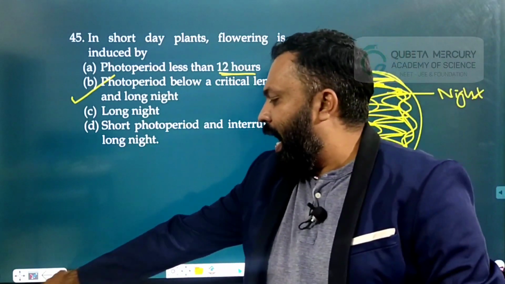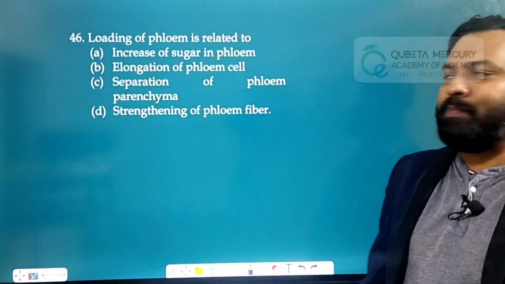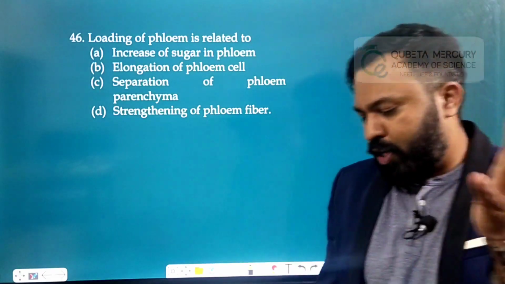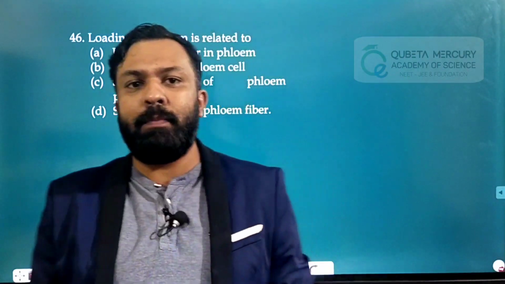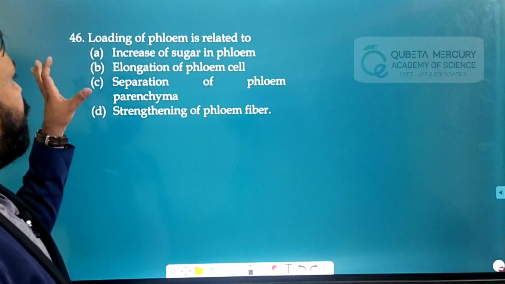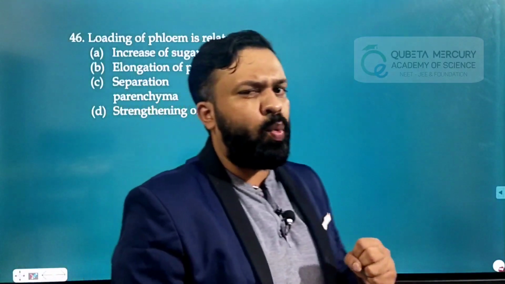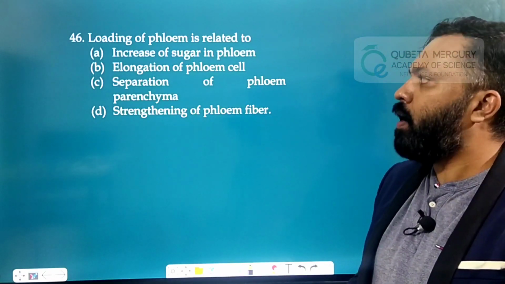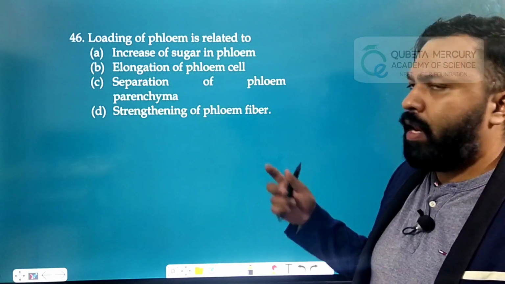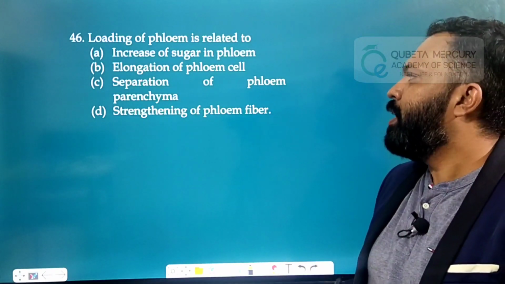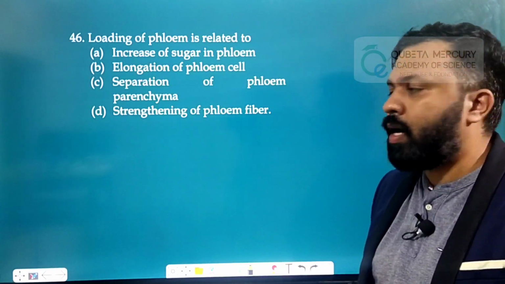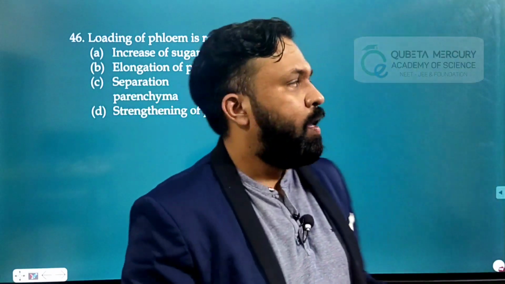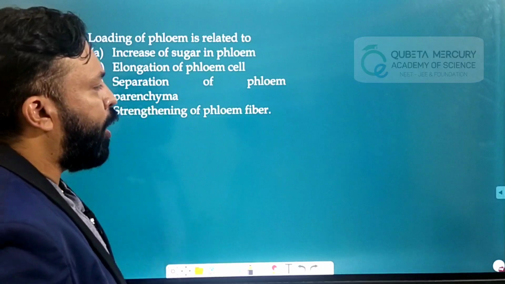Okay. And now here is our question number 46. Loading of phloem is related to the chapter transport in plants, phloem loading, the Munch hypothesis. The loading of phloem is related to what process? Increase of sugar in the phloem, elongation of the phloem cell, separation of the phloem parenchyma, and strengthening of phloem fibers. What is phloem loading?